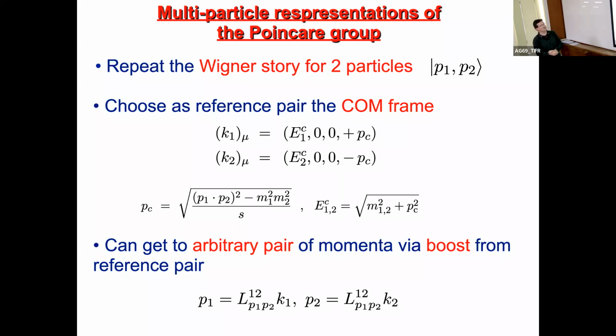And yet I can do the same story still. I can define now a reference momentum for the pair of the particles. We'll choose this to be the center of momentum frame. So the momenta in this frame are going to point back to back. The energies are not equal. These are not massless particles, they are massive particles, just two general massive particles. And yet I can always go into this frame. You can calculate what the specific momentum in the center of momentum frame is.